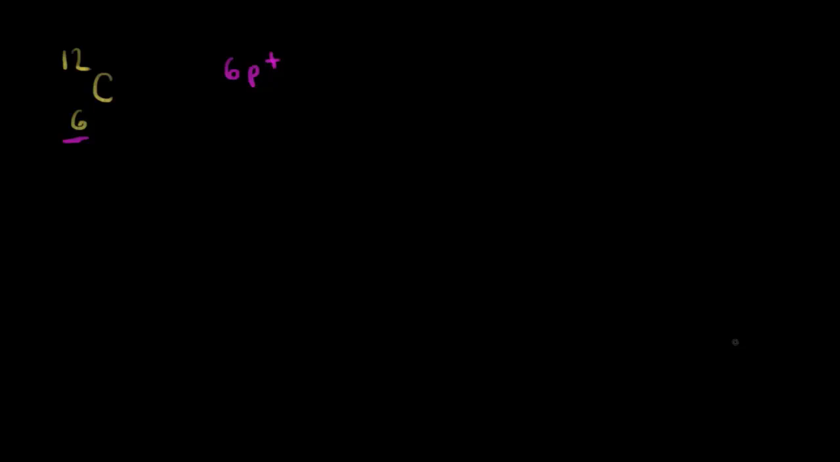And if it's a neutral atom of carbon, the number of electrons must be equal to the number of protons. So if there are 6 protons, there must also be 6 electrons. And finally, how do we figure out the number of neutrons? Well, let's go ahead and write down the formula we discussed. The mass number is equal to the atomic number plus the number of neutrons.